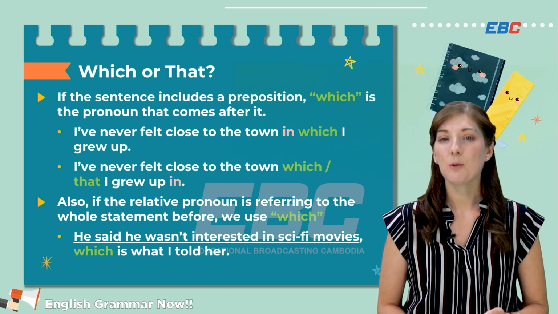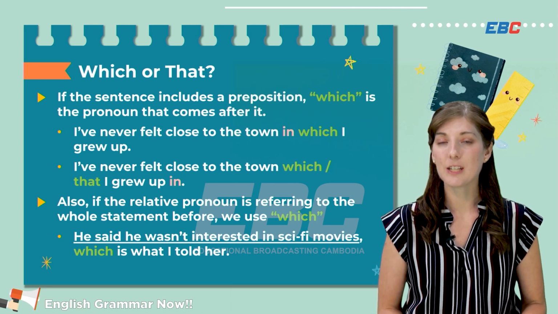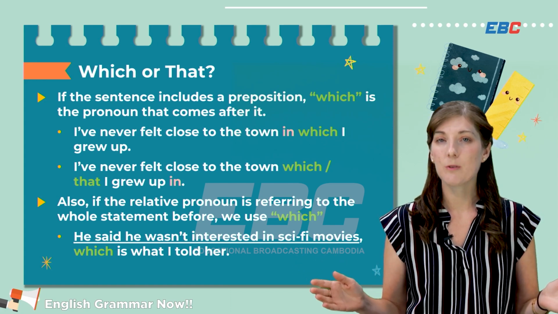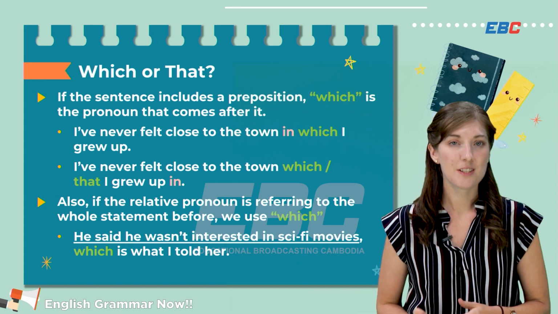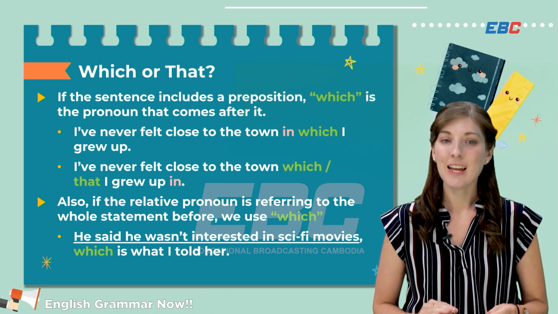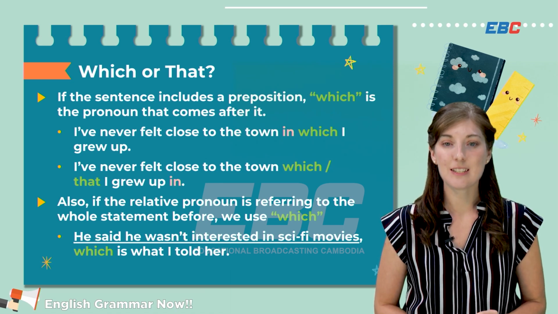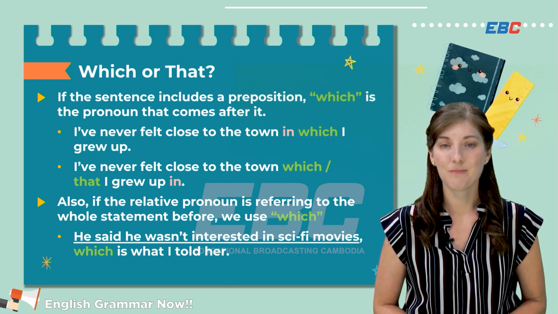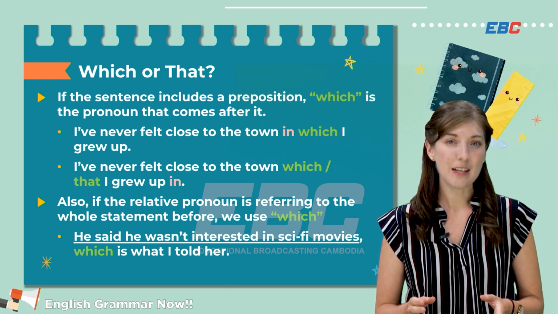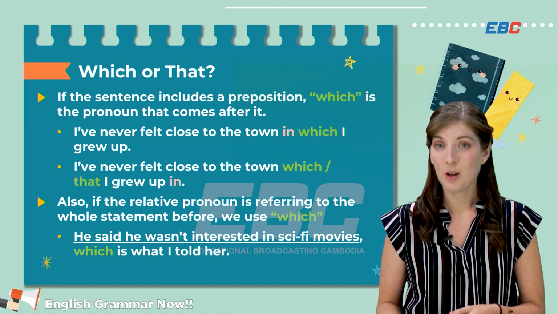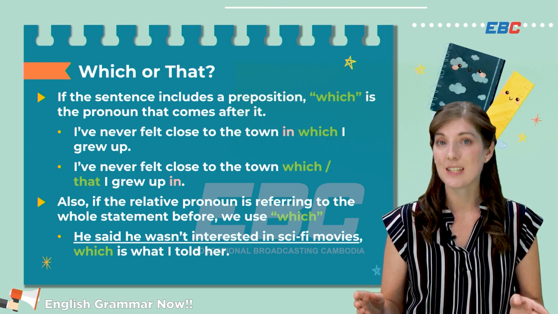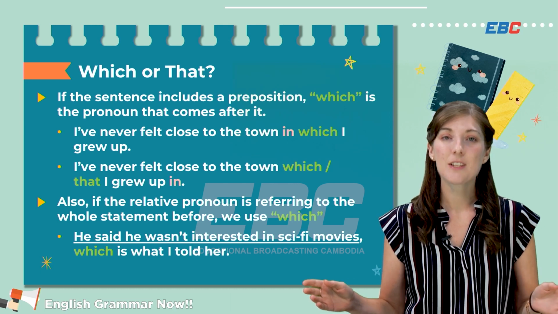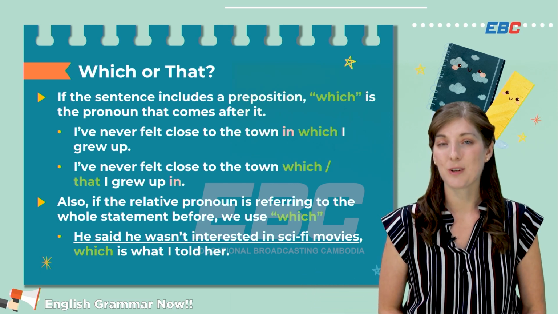Also, if the relative pronoun is referring to the whole statement that comes before it, we will use which. Here's an example of that. He said he wasn't interested in science fiction movies, which is what I told her. In this case, the thing that was told to her was he wasn't interested in science fiction movies. The entire phrase. So which is the best choice in this case?